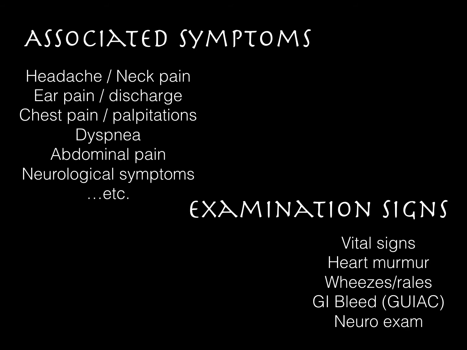So your associated symptoms can include headache, neck pain, thinking about things like subarachnoid hemorrhage, thinking about things like carotid or vertebral artery dissection, usually vertebral artery with dizziness. Ear pain or discharge, do they have something suggestive of labyrinthitis, an inner ear infection, right, or inflammation? Chest pain or palpitations that would lead you down the syncope route, or neurological symptoms that would make you think of some central process. Your examination signs, you always check the vital signs first.